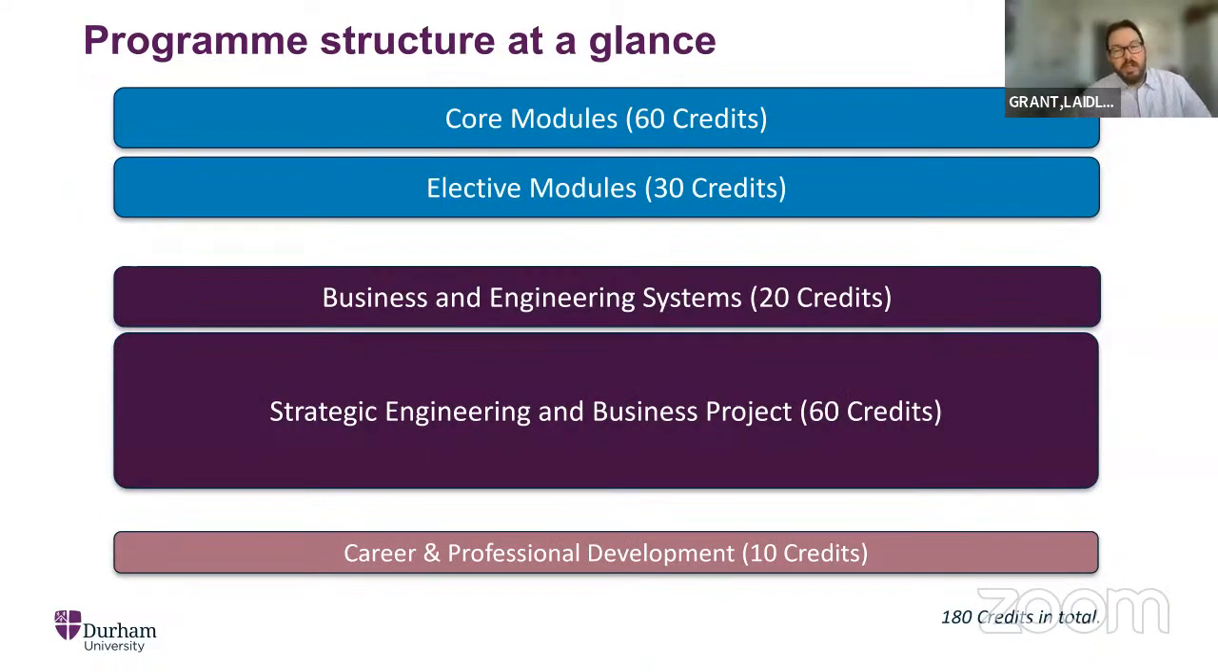Okay, in terms of structure, we have core modules and elective modules that cover a variety of technical topics, and I'll go into a little more detail about those. And then you have a couple of modules which you do. The Business and Engineering Systems module, 20 credits, is a group activity. That's basically where you address a scenario in groups to come up with a solution.